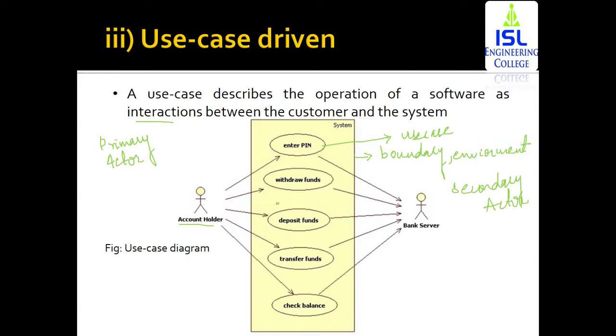Now this is an example of an ATM system. So you've got the primary actor. This primary actor needs to enter the PIN to withdraw the money. When he is entering the PIN, this PIN is verified by the bank server. That is, the primary actor is making use of the secondary actor to fulfill a particular task.